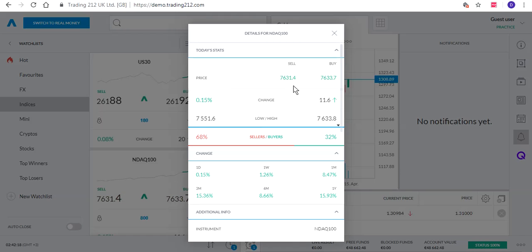Here you can see the price, the selling price and buying price, here the percentage of change, and here we can see that the sellers are dominating or are controlling the market. For example, the percentage of selling orders is 68%, which means we have an increase in supply of this instrument. So in this case, the price will tend to go down. Then the supporting action will be started by bulls or buyers.